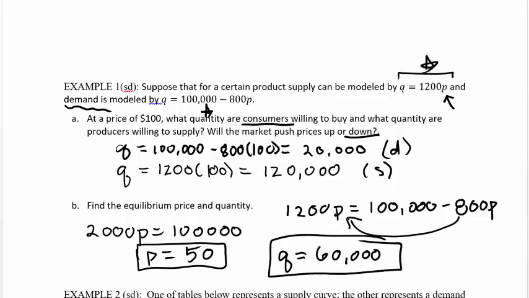Okay, so at equilibrium, the price of our product is $50, and manufacturers are making and selling 60,000 of this product, and consumers are demanding 60,000 of this product, and they're all relatively happy with this price point of $50. So that's our equilibrium point.